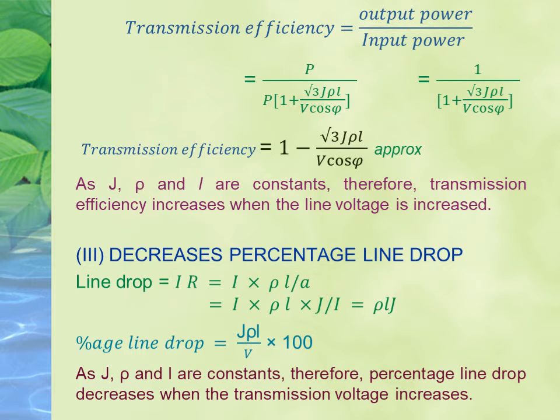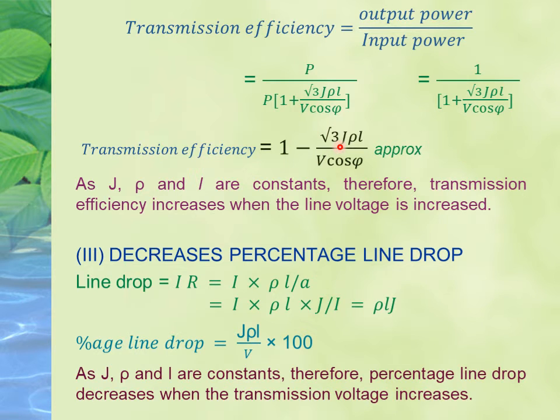Always the efficiency is given as output by input. So P is the output power and this is the expression for input power. When you reduce it, this P and P get cancelled. Your expression is like this. By applying the binomial theorem, the final expression will be reduced like this. So the transmission efficiency is 1 minus this term.